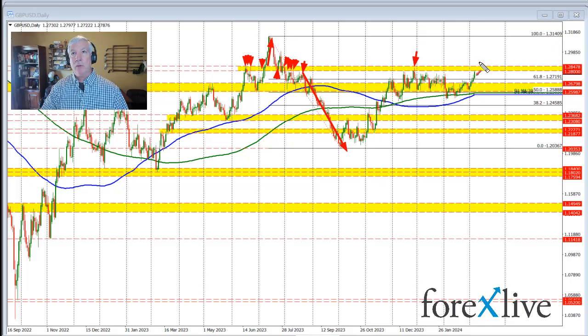So if you get above 128, we'd be looking toward 128.48, let's call it 50, and get above that level, and it opens up the door for where we can start to talk about going toward the 2023 highs, which were all the way up at 131.40. So that's my detailed new look at the sterling versus US dollar. We'll see if the momentum can continue above the 128 level. If so, look for 128.48.